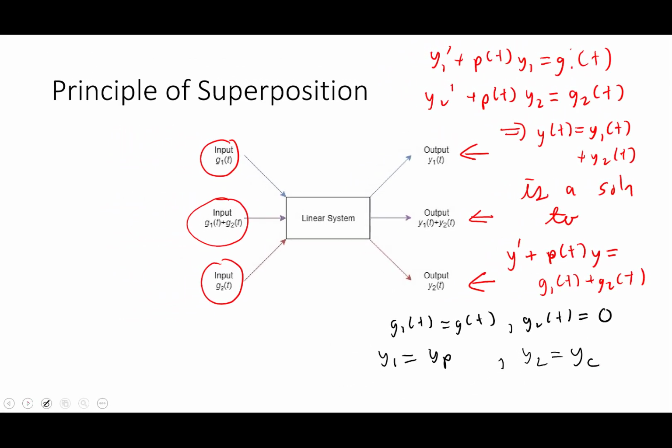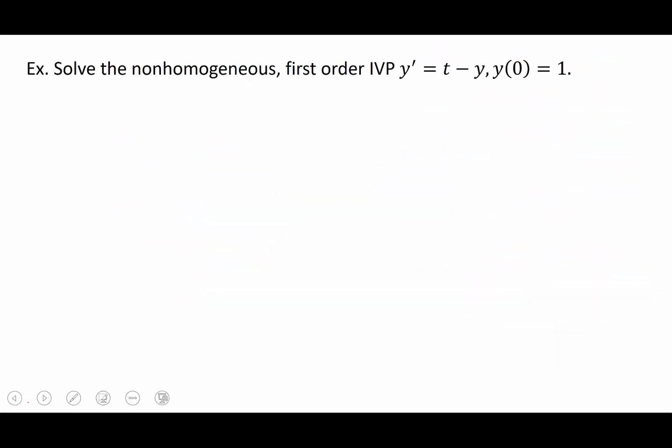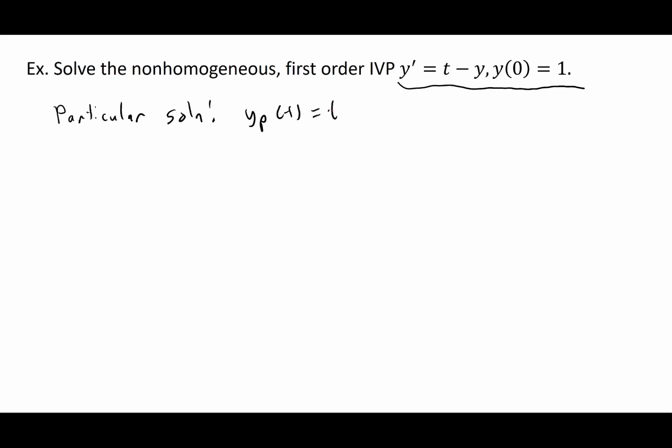That's all well and good, but you're probably asking yourself at this point, how do I use this in a specific example? Let's go back to our earlier case where we solved the equation y prime equals t minus y with initial condition y of 0 equals 1. In that situation, we saw in class that a particular solution to the equation can be given by y_p of t equals t minus 1.